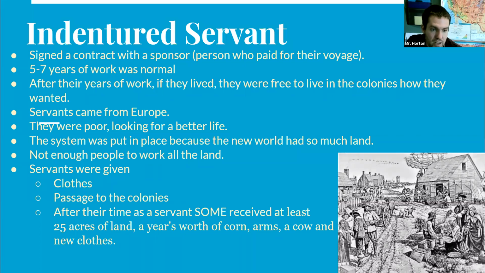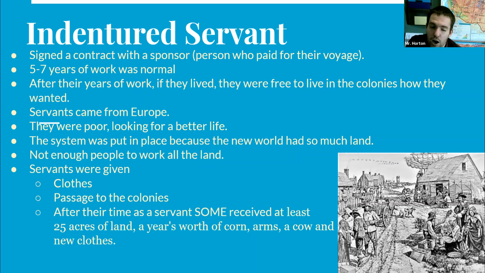The servants were often given clothes and passage to the colonies, and after their 5 to 7 years, some of them even received about 25 acres of land. They received a year's worth of corn. They received arms, which are like guns or weapons. They received a cow and new clothes to help start their life. So once they made it through their 5 to 7 years, they were able to have all of that for themselves.